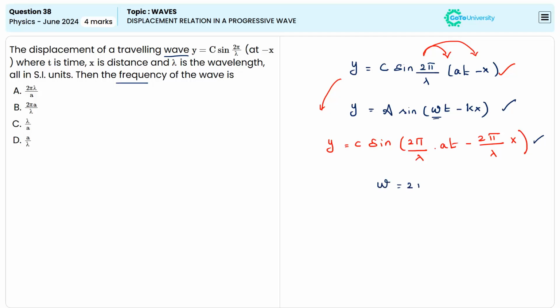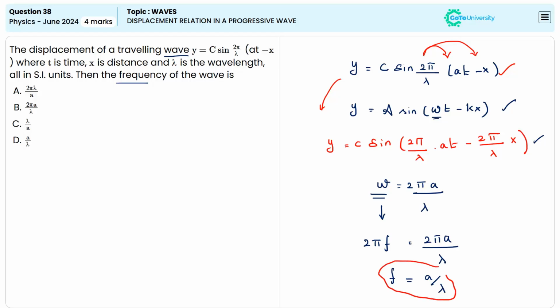is equal to 2πa divided by λ. And it's known that ω is equal to 2πf, which is equal to 2πa divided by λ for the given equation. When we are cancelling the similar terms, we can write f is equal to a divided by λ. So the frequency of a wave will be equal to a over λ. And the correct answer here will be option A.